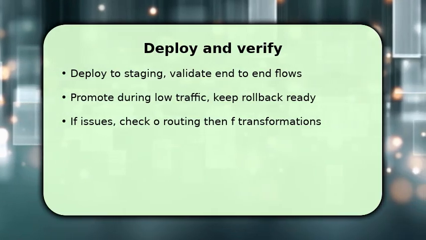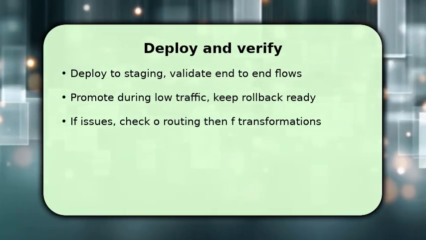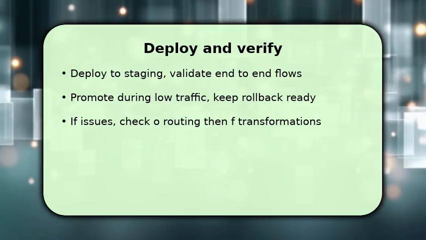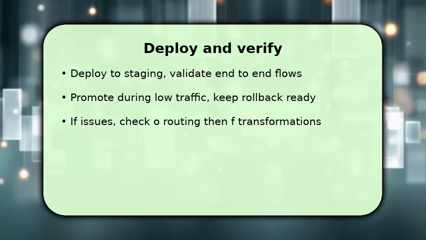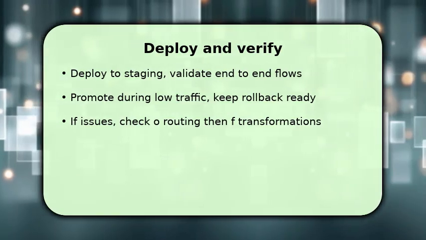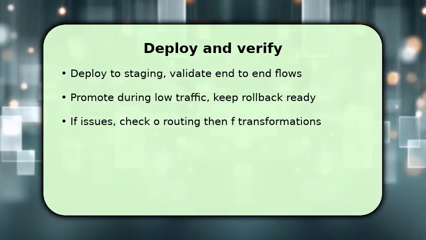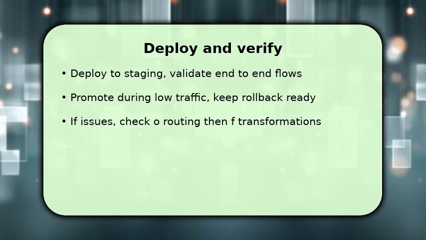If output mismatches occur, check O's routing table first and revert to the last known good mapping. As a troubleshooting tip, compare raw logs before and after F transformations to isolate whether F altered structure or O misrouted messages.